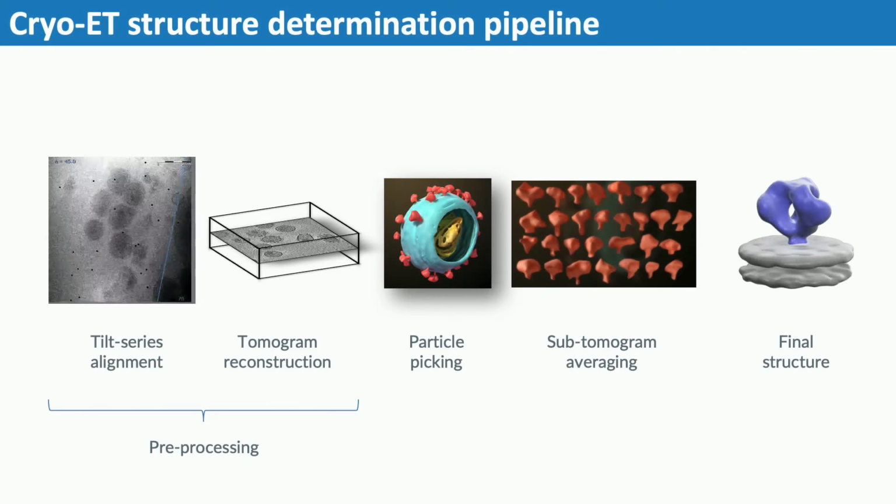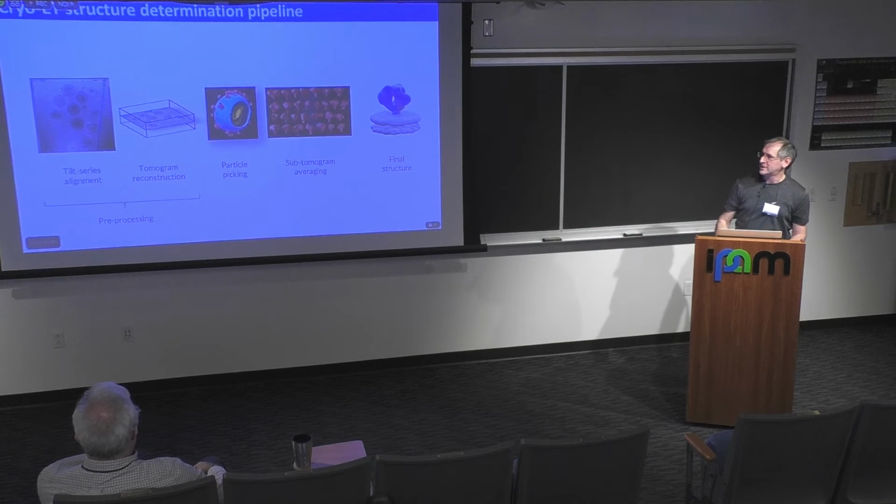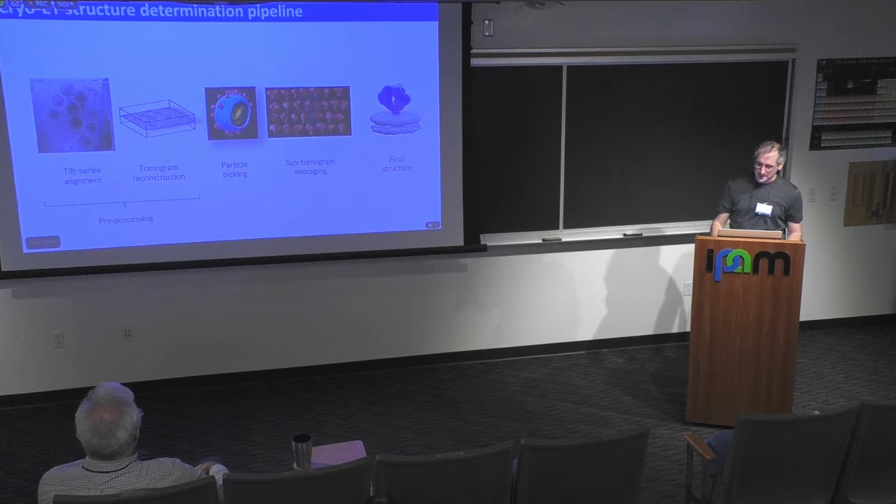Okay, so that pretty much covers the first two steps. This is the pre-processing, so tilt series alignment and tomogram reconstruction. And now comes the fun part, right? Now comes the data processing downstream, and I broke it down into some simple steps. The first one is particle picking. Obviously, particle picking is a lot more interesting than in 2D. There are a lot more challenges, but also a lot more room for coming up with good ideas.